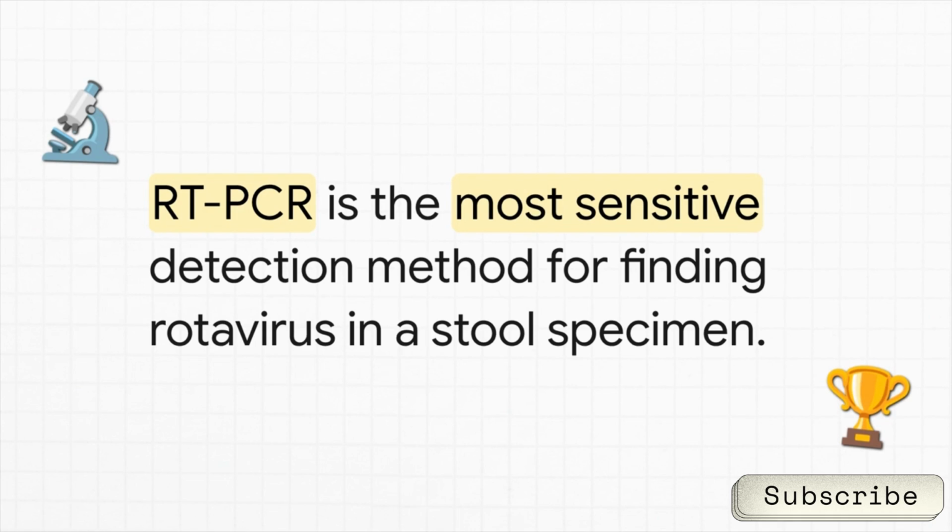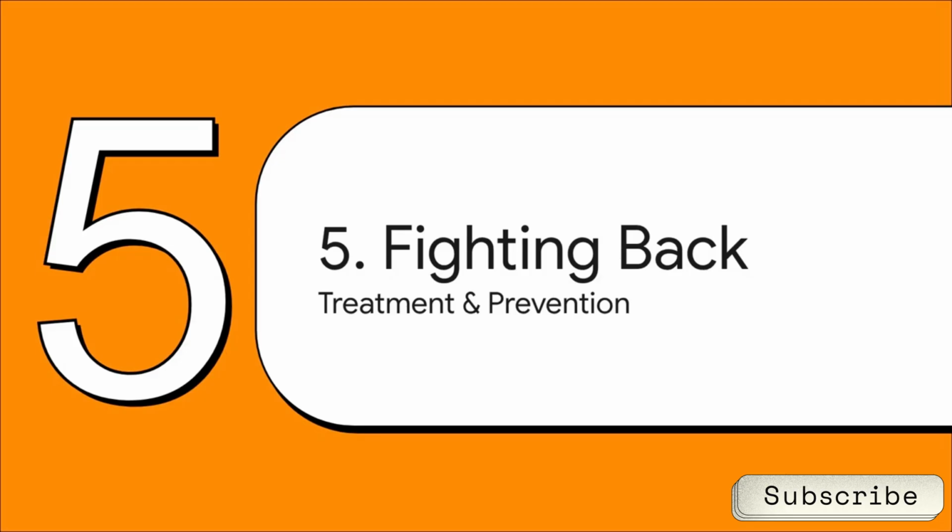But here's the crucial point. If an exam question asks for the best, most definitive test, the answer is RT-PCR. It is the gold standard. There's no question. It's the most sensitive and specific way we have to detect the viral RNA and lock in that diagnosis. So we've profiled the villain, we've confirmed its identity. Now, how do we fight back? Let's get into treatment and prevention.